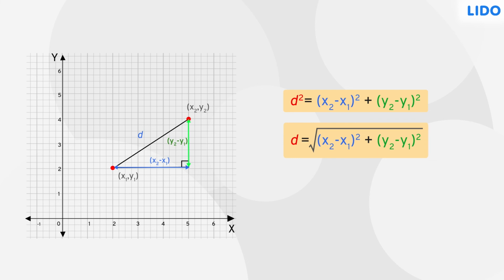Wow! Since x1, y1 and x2, y2 can be any random points, we just found the formula for the distance between 2 random points on the Cartesian plane. So the next time when you get 2 random points on the coordinate plane, the distance between those 2 points is the root of (x2 minus x1) the whole squared plus (y2 minus y1) the whole squared.